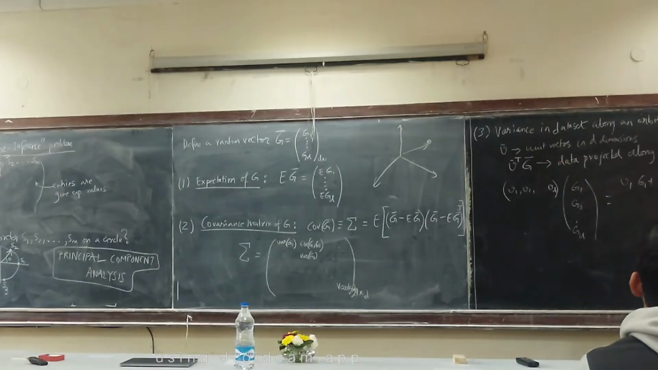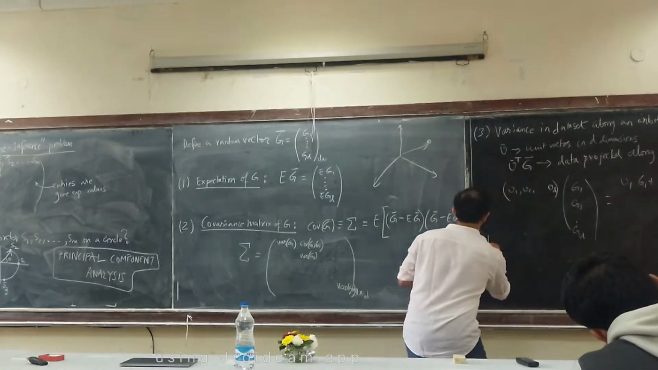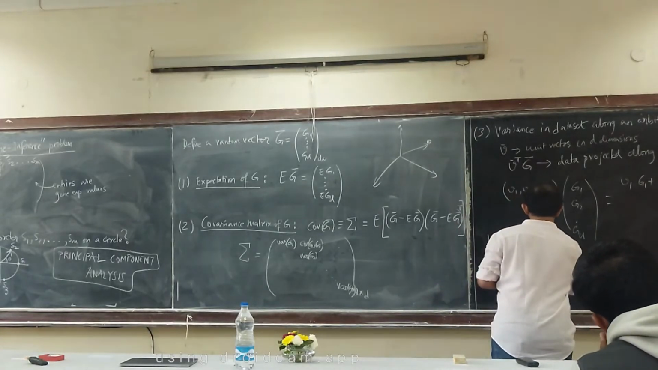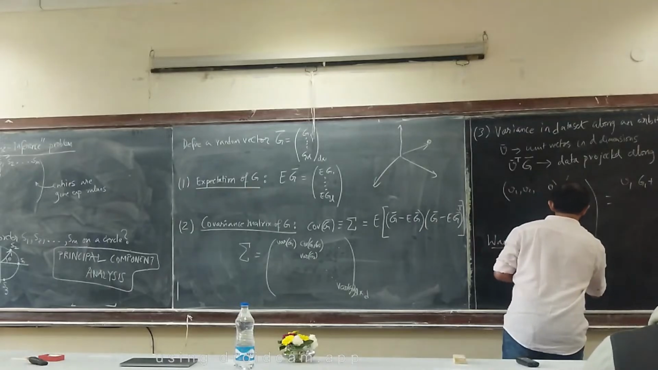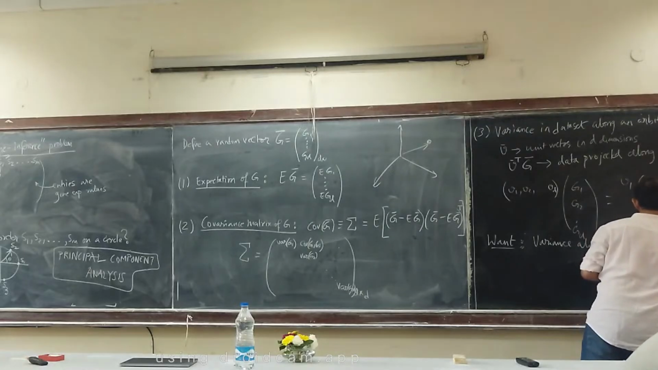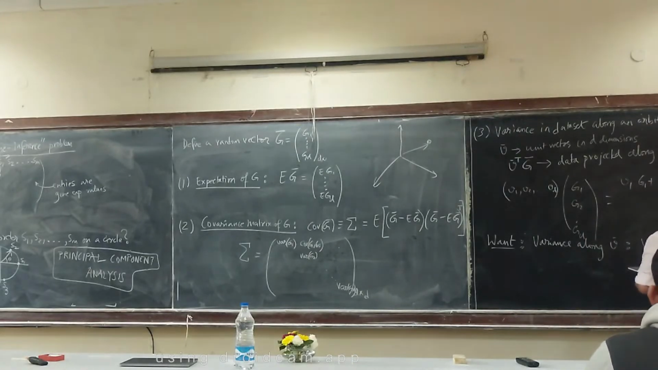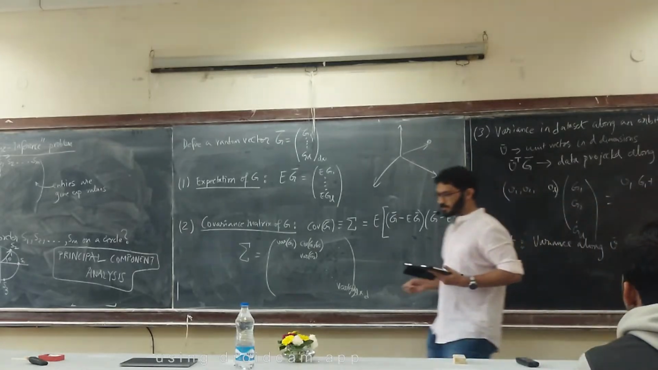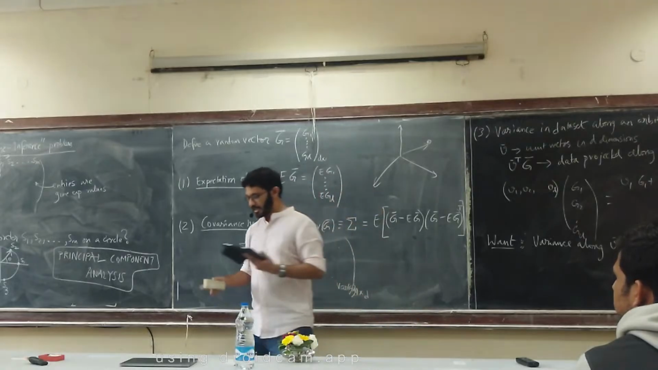So this is my data projected along V. What do I want? I want the variance along V, which is nothing but the variance of this quantity, V transpose G. Is that fine? We argued that this is the data projected along direction V, and we want the variance of this quantity here. Okay, so let's see what this will look like. This is just a few lines of algebra.